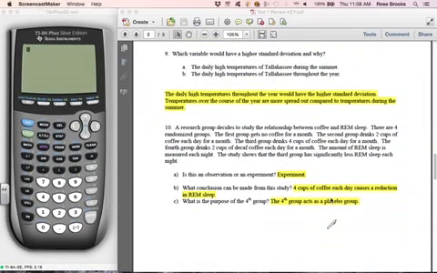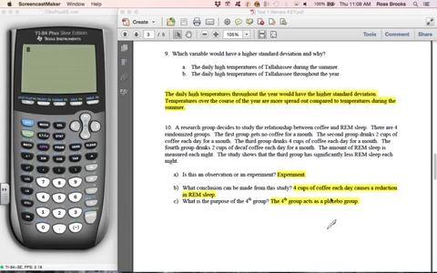Number 10, a research group decides to study the relationship between coffee and REM sleep. There are 4 randomized groups. The first group gets no coffee for a month. The second group drinks 2 cups of coffee each day for a month. And the third group drinks 4 cups of coffee each day for a month. And the fourth group, they drink 2 cups of decaf coffee each day for a month. The amount of REM sleep is measured each night. And the study shows that the third group, the group that is drinking 4 cups of coffee each day, has significantly less REM sleep each night.